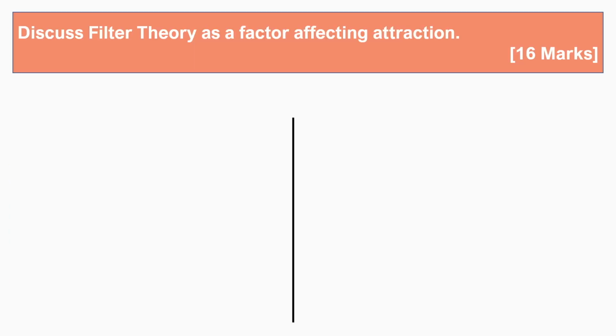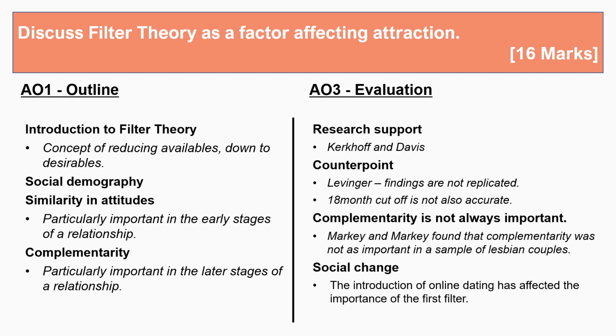So the third and final topic in factors affecting attraction is filter theory. Here's the plan. Fairly straightforward. There is a nice discussion point that I've thrown in at the end of the evaluation section, which pits filter theory against modern day 21st century online dating, which I think is a great point and also makes for a nice discussion in this essay. Okay, so if you are planning on cutting down your evaluation points, then I would definitely keep this one in because it takes a theory that is fairly old now and stacks it up against modern life, okay, which is a really nice way of getting a bit of discussion in there.